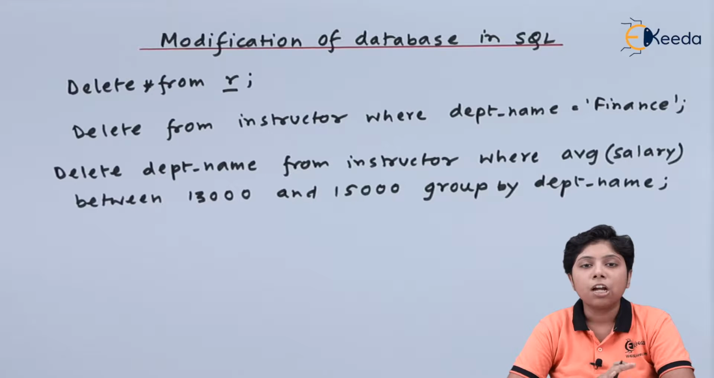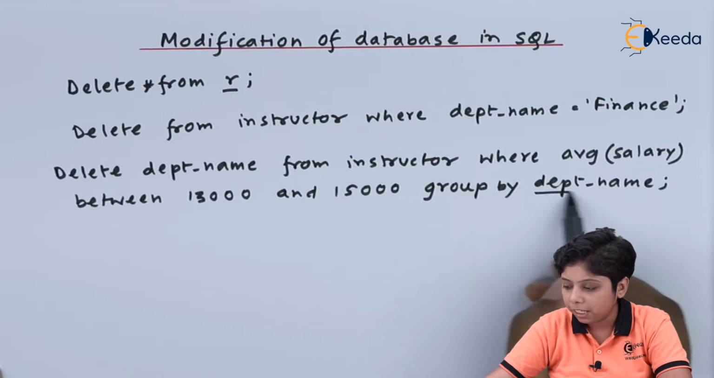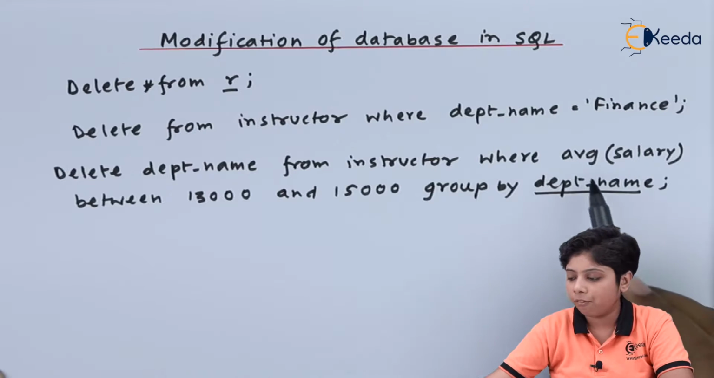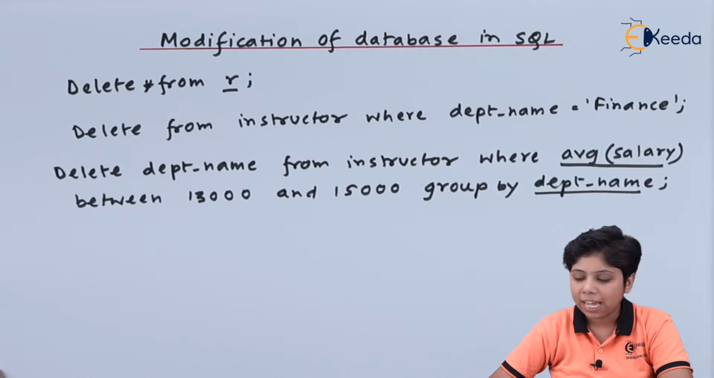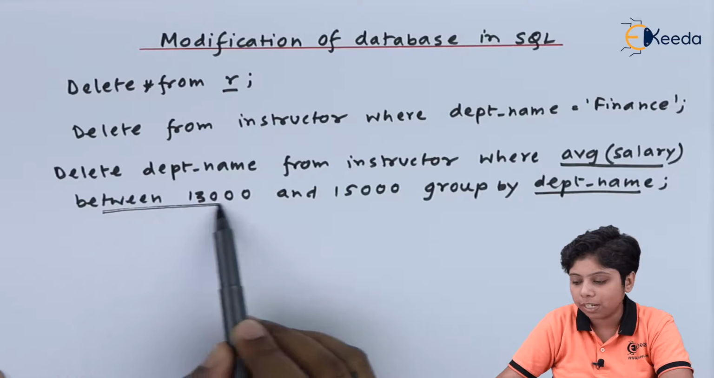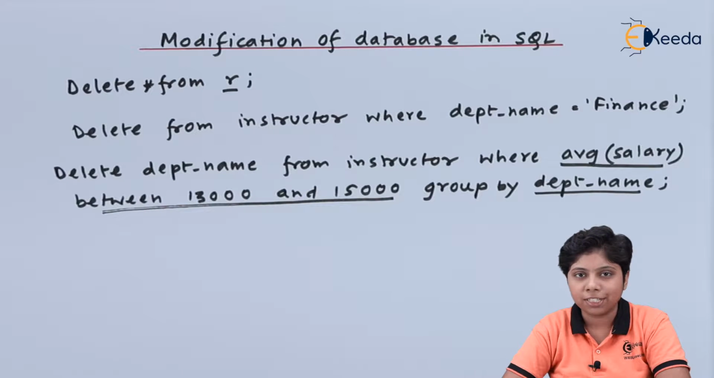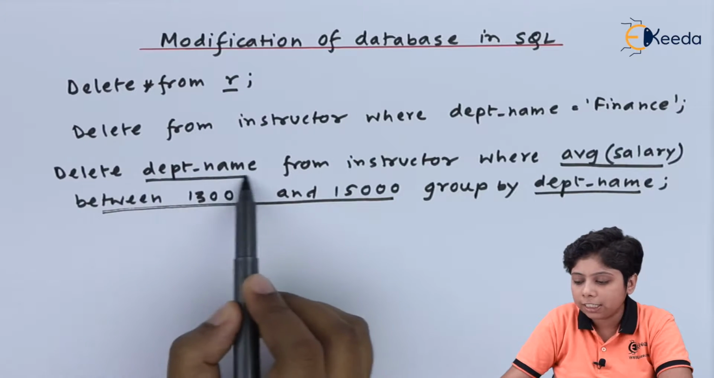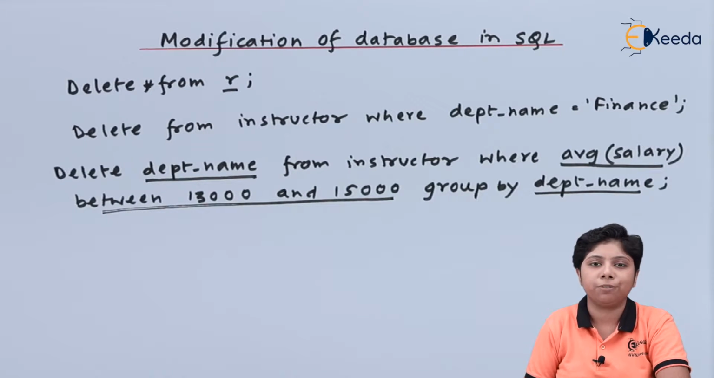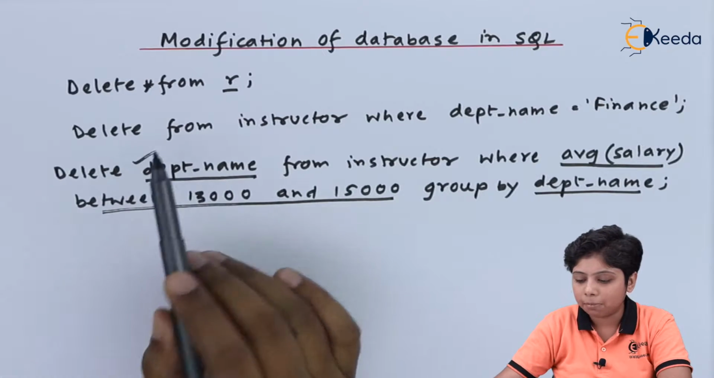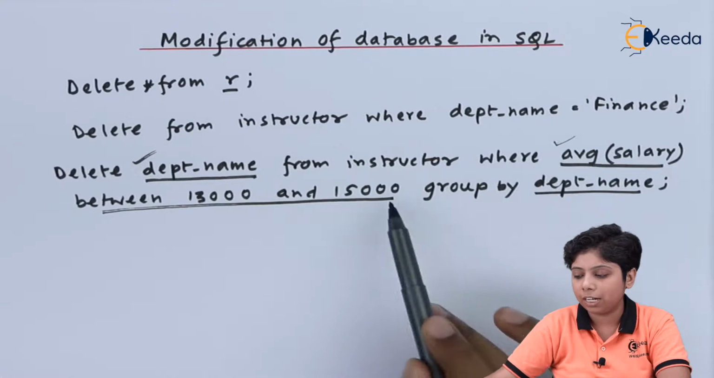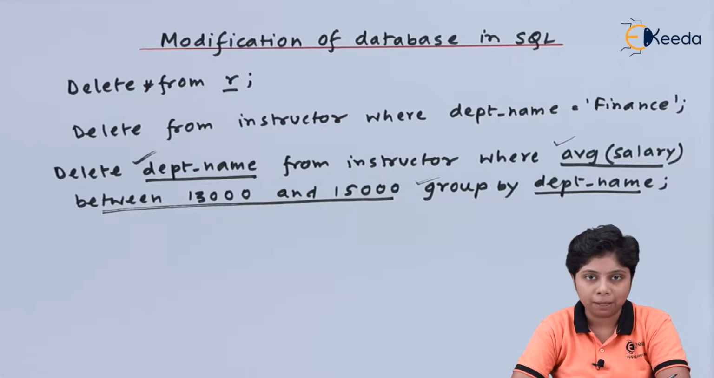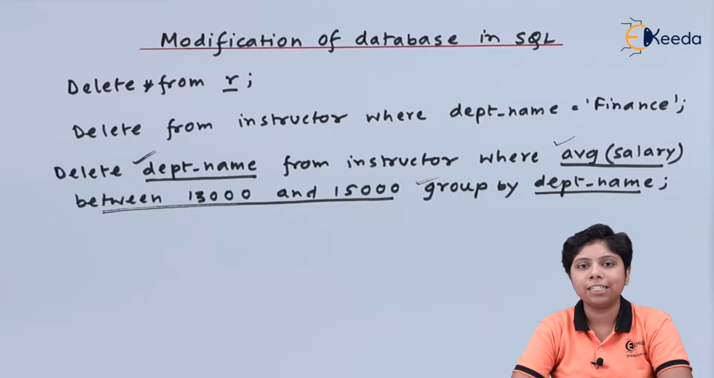Here I am first grouping the relation by the department name, then I am finding the average salary of each department and checking it against the constraint between 13,000 and 15,000, and then from the restricted relation I am deleting only the department name. So I'm using three parts: deleting the name, finding the average salary, and grouping by the department name. All will be done in this order. In the next one, we will see something more complex.